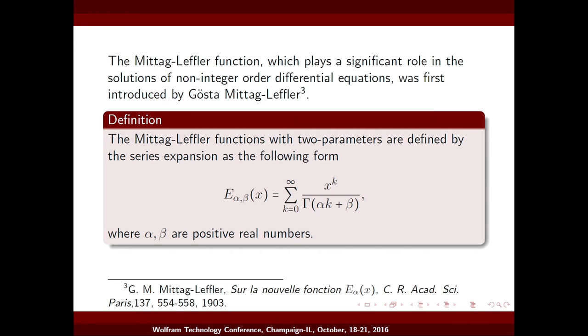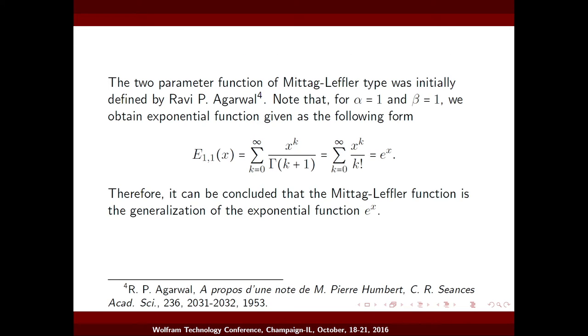Now, the exponential function. There is a generalization of the exponential function in mathematics. This exponential function was generalized by Mittag-Leffler, a mathematician, in 1903, and later Ravi Agarwal, a recent mathematician, generalized it for two parameters, alpha and beta. So if you replace alpha and beta with 1, alpha is 1, beta is 1, then we get e to x.